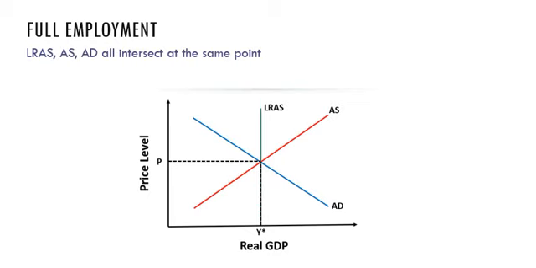Now, if we put everything together, we have our long run aggregate supply curve, which is vertical at potential GDP, our short run aggregate supply curve, which is upward sloping, and aggregate demand curve, which is downward sloping. So if we find the point where all three of those curves intersect, that's going to be full employment or potential GDP. So when they all connect at the same point, it sort of looks like a sideways asterisk, that's full employment.